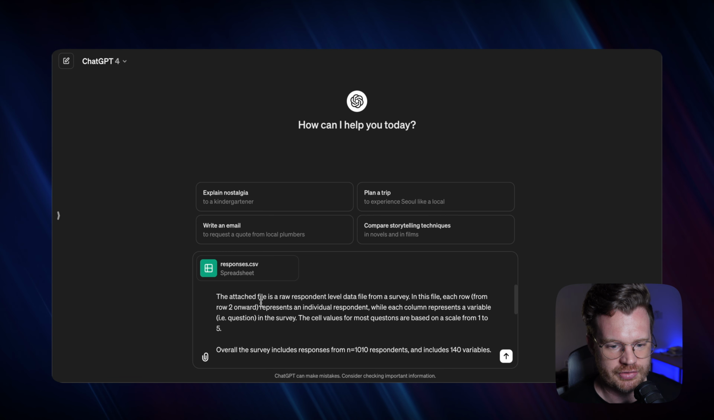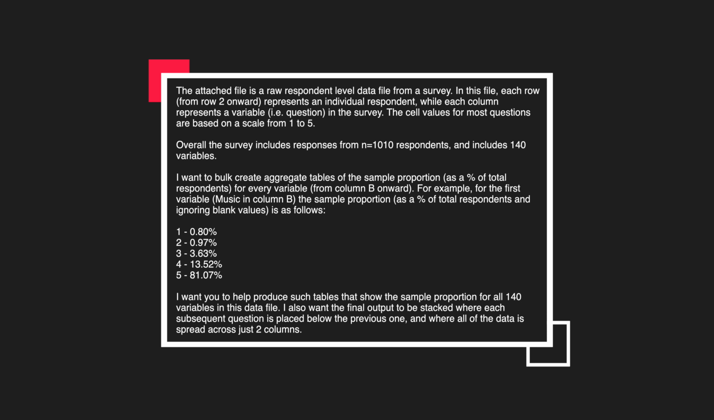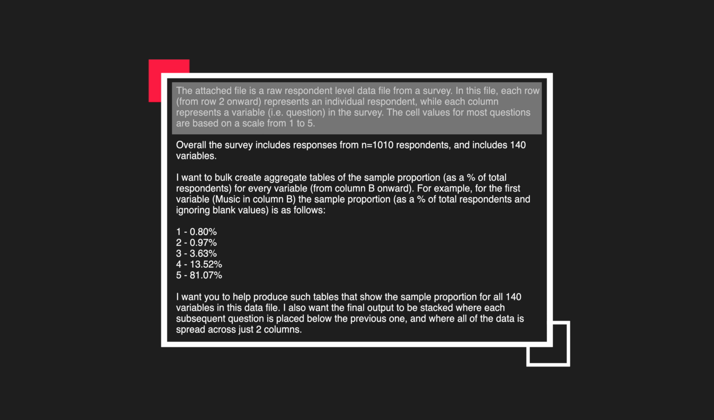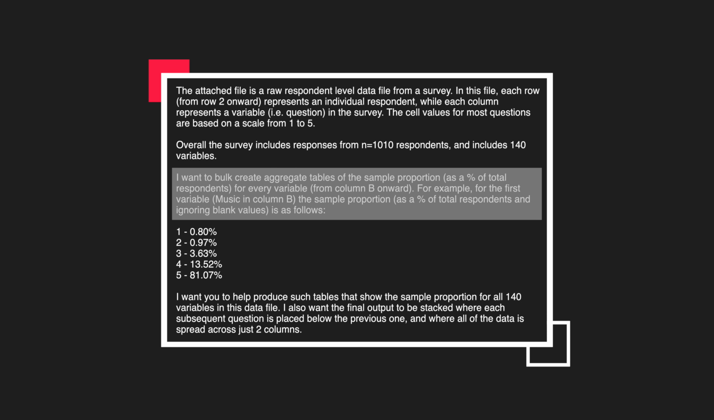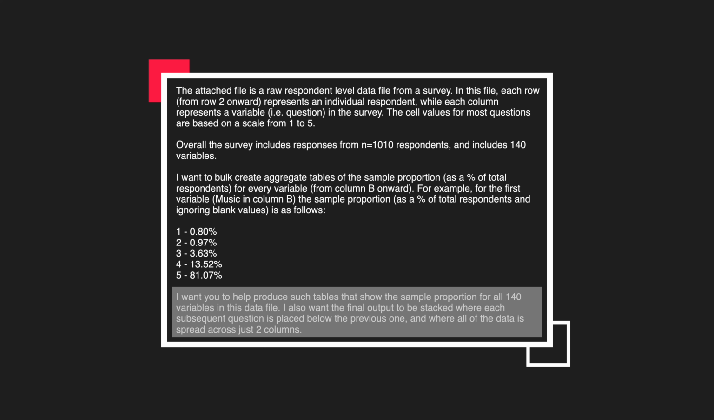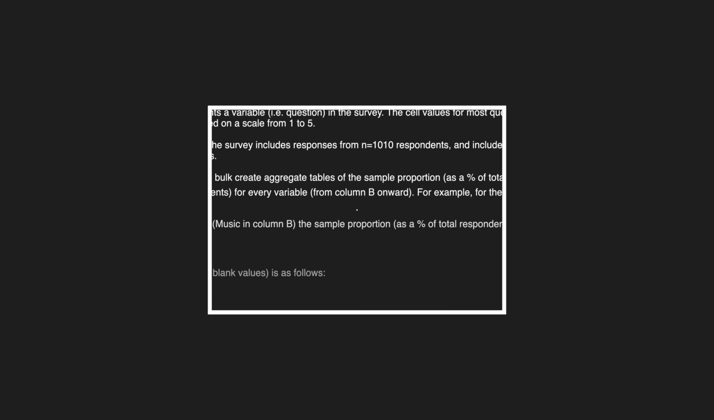And I described the data. I said, this is a data set from an online survey. Every row is one response. Every column is a variable. And I want you to essentially go through and aggregate the responses as percentages. And I also mentioned that I want the results to be stacked. So I want all the data to be shown across 2 columns, and for the final structure to stack the responses on top of each other, because that's going to help with the format that I create later on.